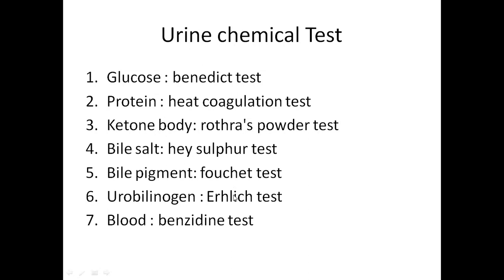Urobilinogen is measured by the Ehrlich test, and it is increased in hemolytic conditions, hemolytic jaundice. Bile salt is seen in obstructive jaundice. And blood is detected by the benzidine test when the renal tract is damaged, for example by traumatic injury. So various substances can be measured by various chemical tests.